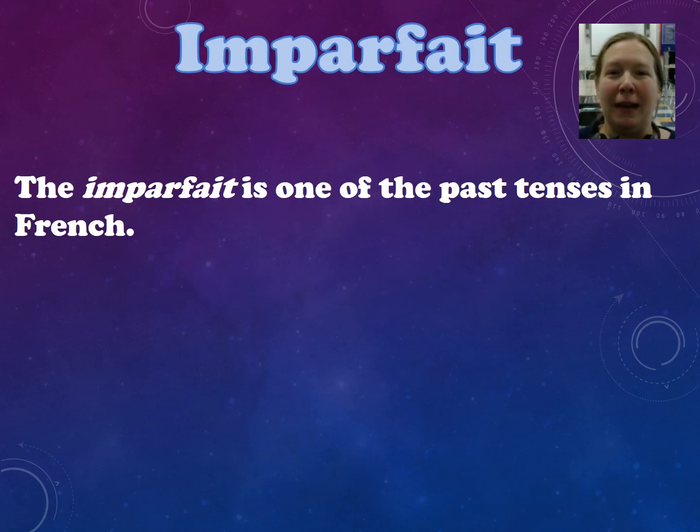The imparfait is one of the past tenses in French. Now, again, just like the passé composé, right? So we've already learned the passé composé. That's one of the past tenses. The imparfait is another of the past tenses.